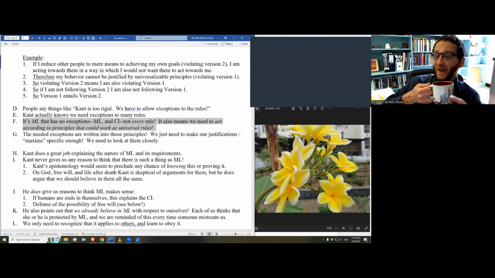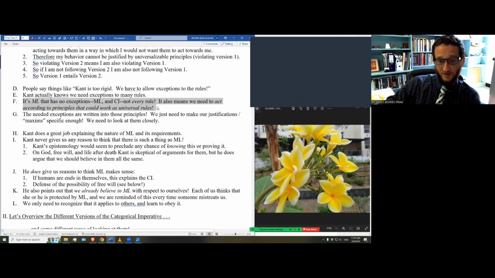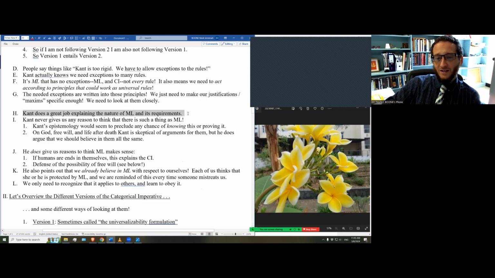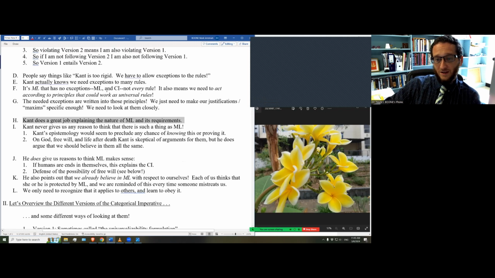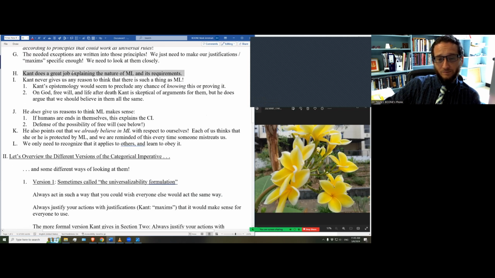Also, any principle for action, Kant keeps using the word maxim, any principle you justify your actions on that survives the test of categorical imperative version 1, meaning it can be universalized, is a principle that is universal and has no exceptions. But many rules have exceptions. The needed exceptions are actually going to be written into those universalizable principles, I think. We just need to make our justifications specific enough. We need to look at them closely. Perhaps more on that another time, but certainly not right now. Kant, I think, does a wonderful job explaining the nature of moral law and its requirements.